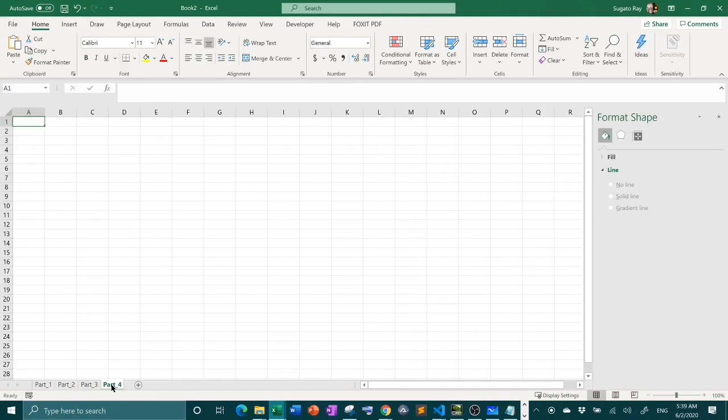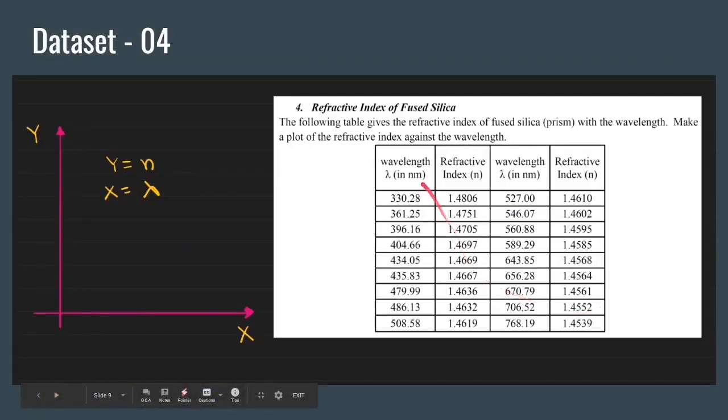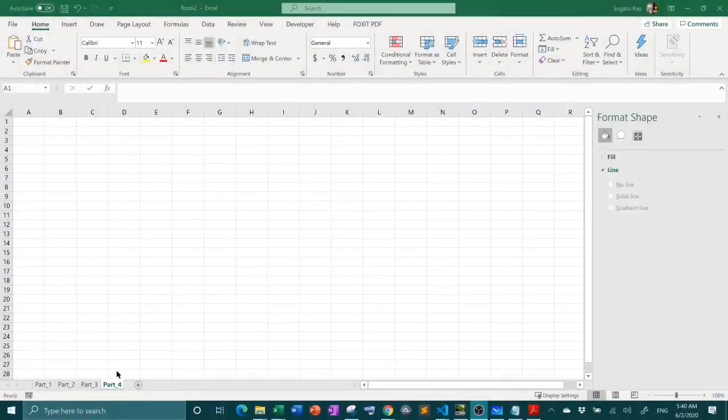And for part 4, you just want to go ahead and take the data from this table. This should actually be just 2 columns because of less space. This is the same column running, so make sure that you have just 2 columns in your Excel instead of 4 like this. All the lambda in first and then n in the second. In this case, your lambda is your x and n is your y, so you just have to write this down and make a plot, and that's it. That plot will go to part 4.